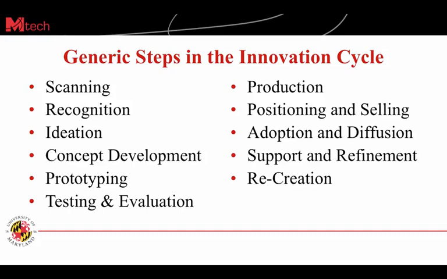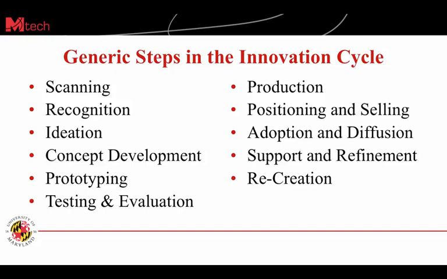Testing and evaluation is where the idea, which becomes the innovation, is tested and evaluated inside the organization, sometimes with customers, sometimes in a research laboratory. The next stage is production, where in the case of obviously a new product, you are physically producing the product. The next stage is positioning it and selling it in the marketplace. The next stage is the adoption and diffusion stage, where the pace at which the innovation is used by users or customers in the marketplace.